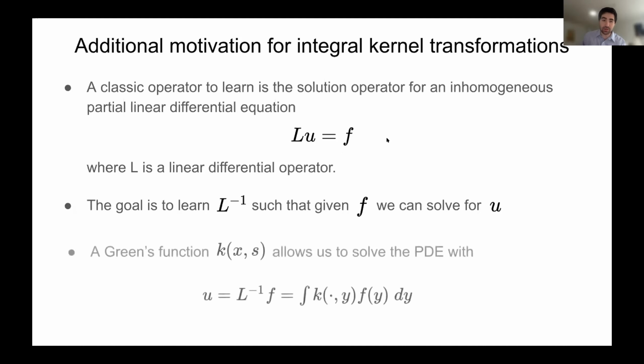There are cases where there's something called a Green's function, and the Green's function will allow us to find this answer by convolving it with the right-hand side. So we actually know for a fact that there are operators that we might be interested in learning that have exactly this form and nothing else. So we really have very strong motivation to include this as a module in our layered architecture if we want to be doing learning between function spaces.